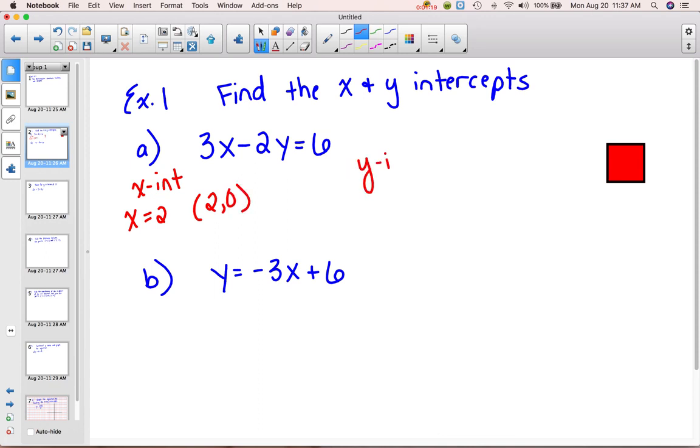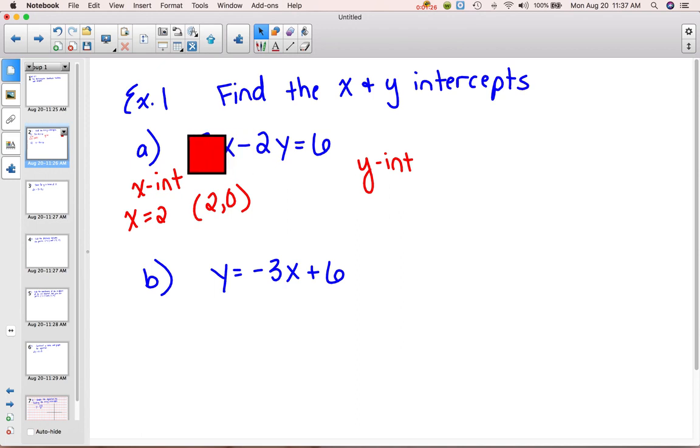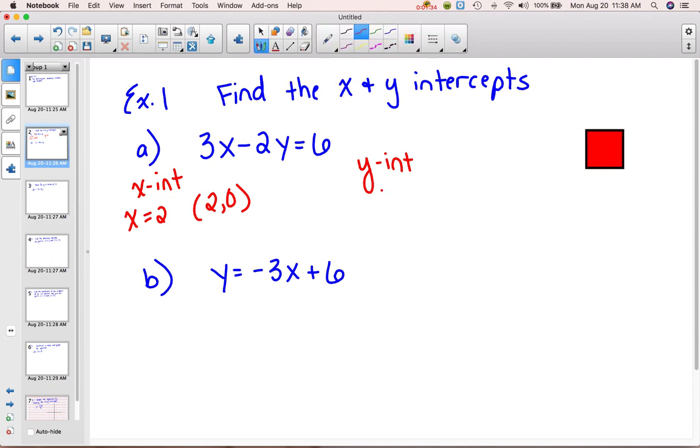To get my y-intercept, I let x equal 0. I can think of it this way if I want to, as long as it's in the right format. If I let x equal 0, that term's gone, and I get y equals -3. If I write that as an ordered pair, I get the point (0, -3). Now, if I were graphing these and plotting these points, these would be the points I would plot.